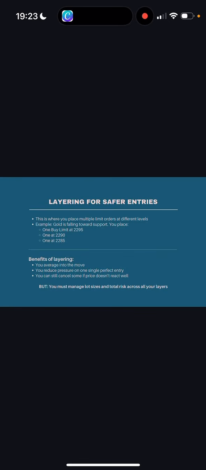My precision strategy, right? But look, the only way for layering to favor you is when you manage your lot sizes and your total risk across all of your layers. Okay, if you're going to layer and open multiple positions, look, don't be reckless. It's the same principle as anything else. Know how much you are risking.